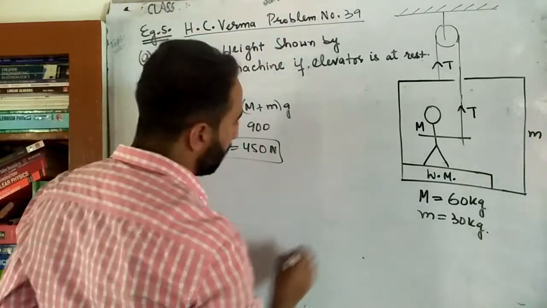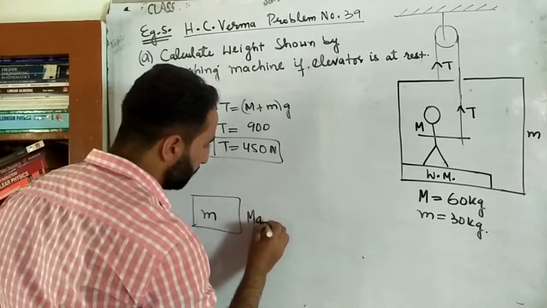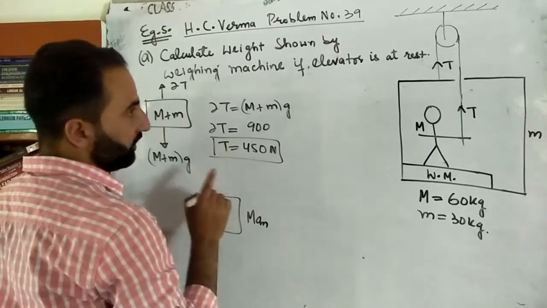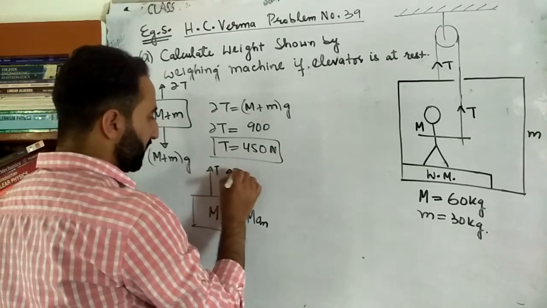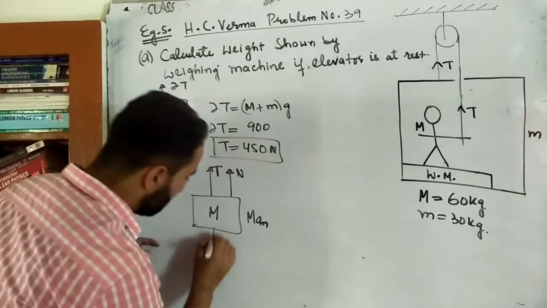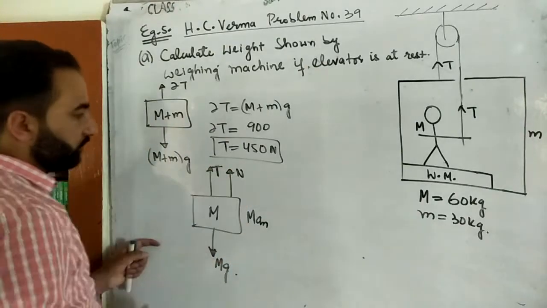And in order to calculate the normal reaction, construct the free body diagram for the man. So this is the man only. Its mass is capital M. So on the man there are forces. Number one is tension in the upward direction. Number two is the normal reaction in the upward direction, which is exerted by the weighing machine on the person. In the downward direction there is weight, M multiplied by g. So from there we will calculate the normal reaction.